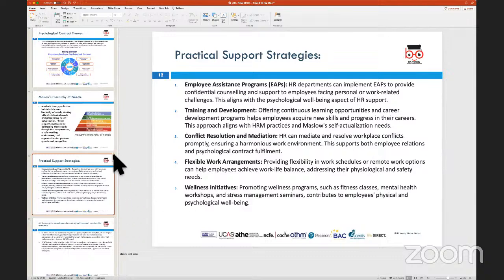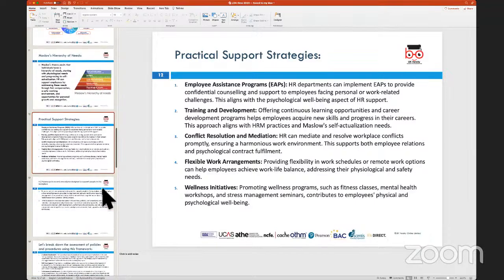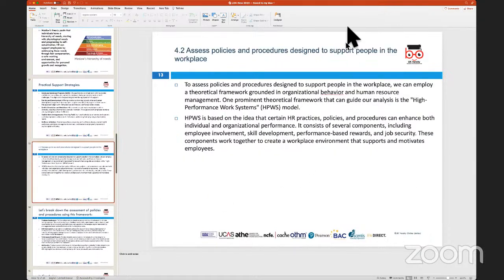And that is what would be required to be covered in this first assessment criteria, which is explain how the HR department can provide support to people within the workplace. Any questions on this, please?